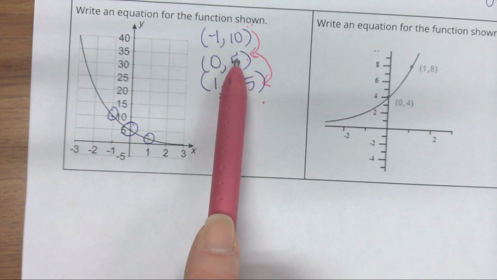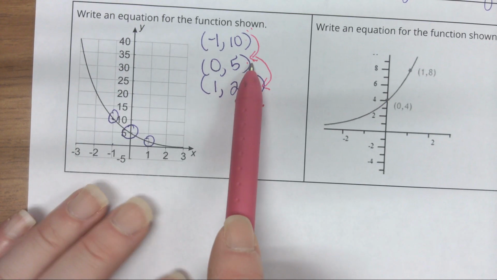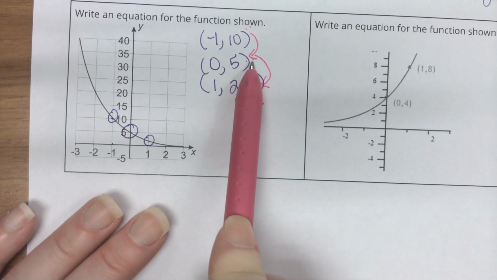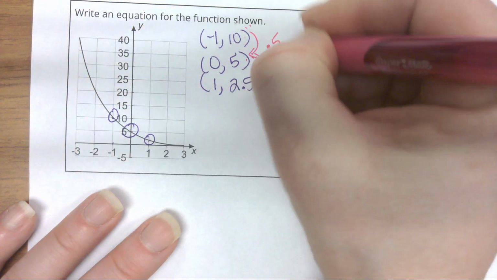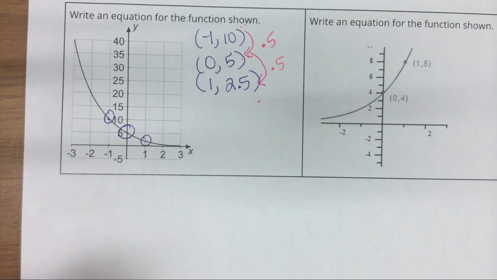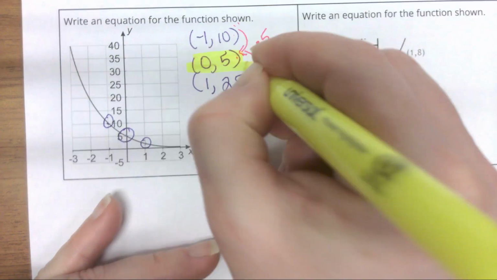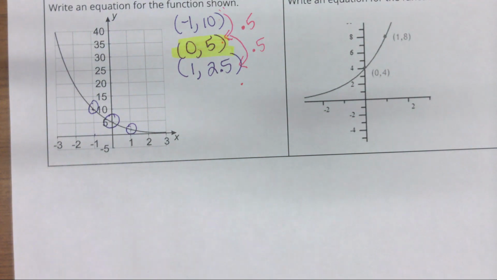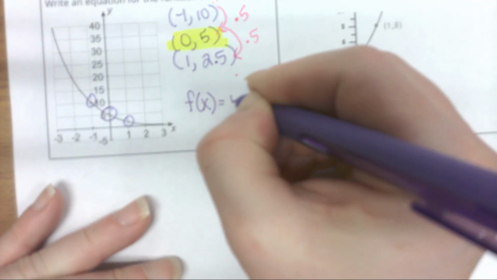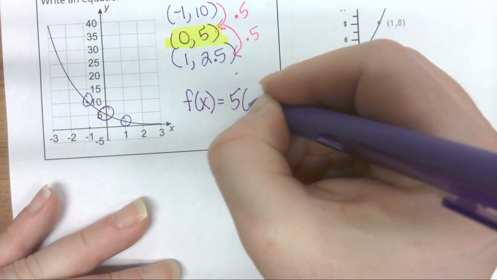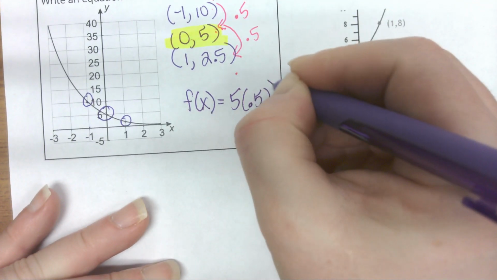Yeah. And if you wanted to, you could take any y value and divide it by the previous y value. If you took 2.5 and divided it by 5, that's 0.5. If you did 5 divided by 10, it's also 0.5. Okay. All right, so we found our multiplier. Our y-intercept was this. Our function is f of x, or y, equals 5 times 0.5 to the x power.